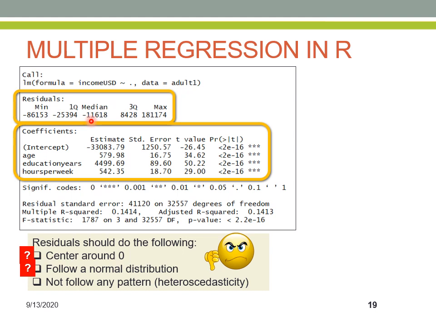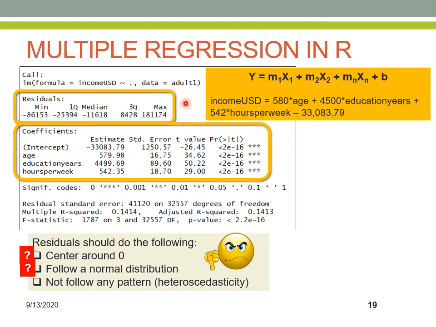Looking at the coefficients here, we're seeing that the formula that we're building is a multiple regression formula where our y, that is our income USD, is M1 times X1, so 580 roughly times age, plus about 4,500 times education years, plus 452 times hours per week, and then minus this intercept of 33,083.79. That is our multiple regression equation here.